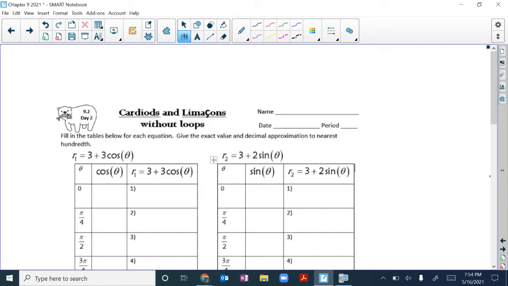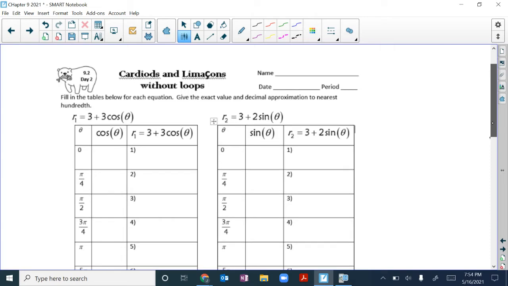So most of this day, you will actually do most of the work on your own. I made this video just more so for giving the instructions, and then we'll go through the final what you need to get out of this next class. So we are on the page that says Cardioids and Limacons without loops at the top, which is basically our next page in our notes.